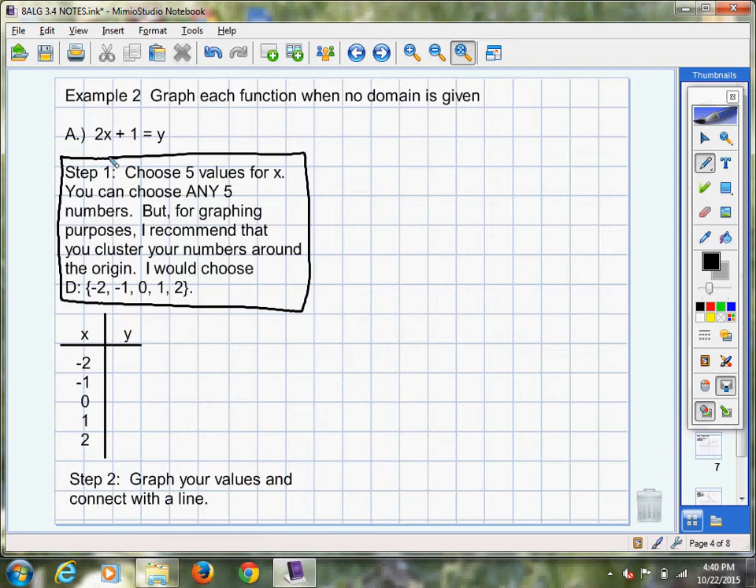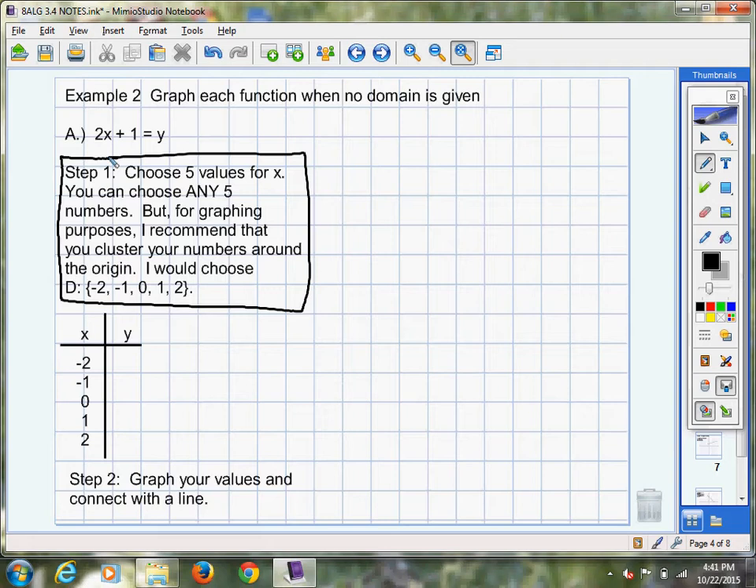I say, but for graphing purposes, I recommend that you cluster your numbers around the origin. So Mrs. Thompson would choose -2, -1, 0, 1, and 2. That's exactly what I would choose if I were doing any kind of graphing. I would keep it clustered around the origin. Some of these numbers, if you choose 40, are you going to graph 40 on the x and then 81 on the y? I don't think so. I don't think you want to do numbers quite that large. So we're going to cluster it around the origin.